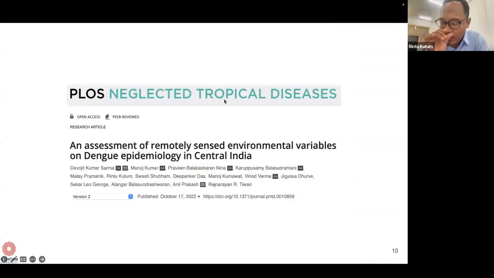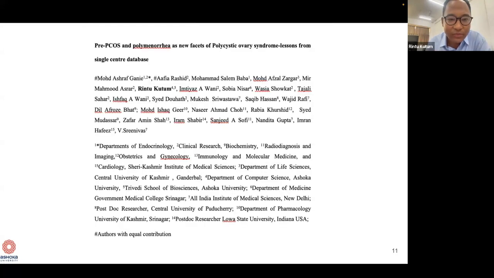This is one of the works that I did after I joined Ashoka, with public health experts, most of them from ICMR Bhopal. We could build a lot of spatial data points and predict dengue epidemiology with environmental variables. I also work with other people in the endocrinology department, especially on PCOS and polymenorrhea, where I built machine learning algorithms to see if there are any new phenotypes that we can gather.